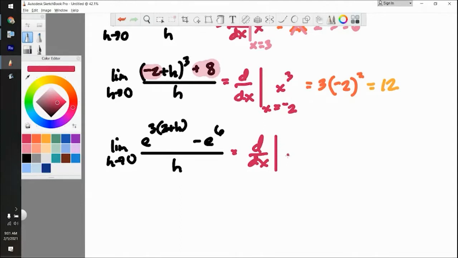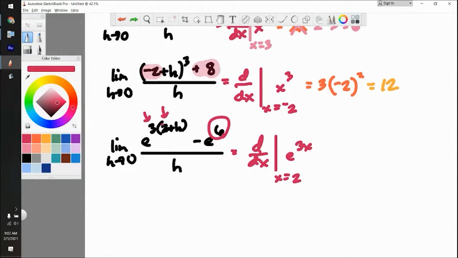Is it e to the x? E to the 3x, I like that. There's a 3 right there. Who said that? Help me out, thank you. And then x is, we're plugging in what for x here? 2. Okay, an easy way to see this is if it was e to the x, then you'd be plugging in 6, but there's no 6 over here because it would be 6 plus 3h. Okay, so try not to get that confused.